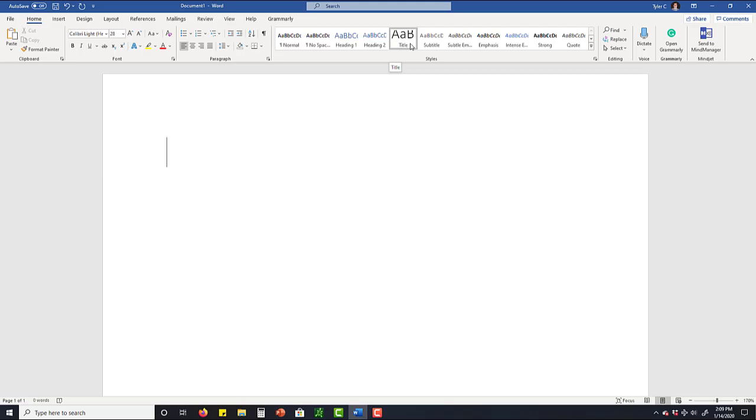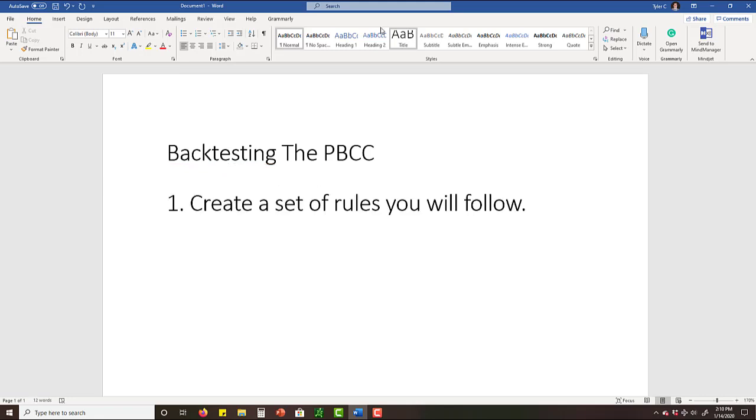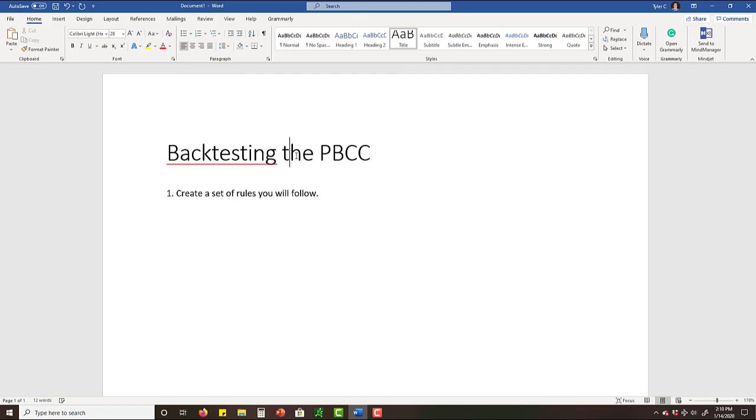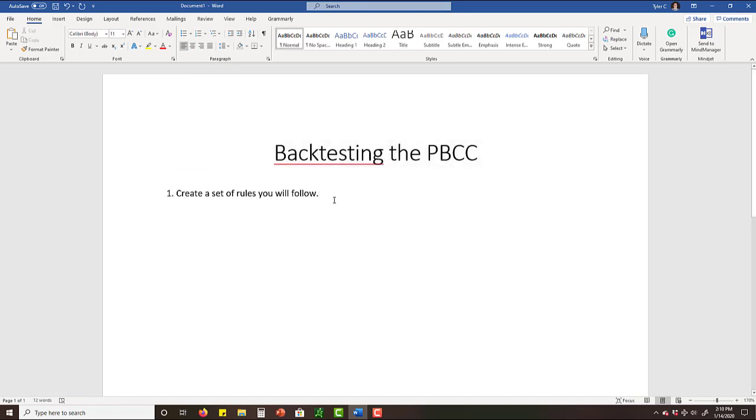Rather, I wanted to show how you would go about engaging in a backtest of the poor boy's covered call, the PBCC. A couple of steps here. Number one, with any backtest, you have to create a set of rules you will follow. The more complicated the strategy, the more complicated the rules, the more challenging it is to backtest. The simpler the rules, the easier it is to backtest.